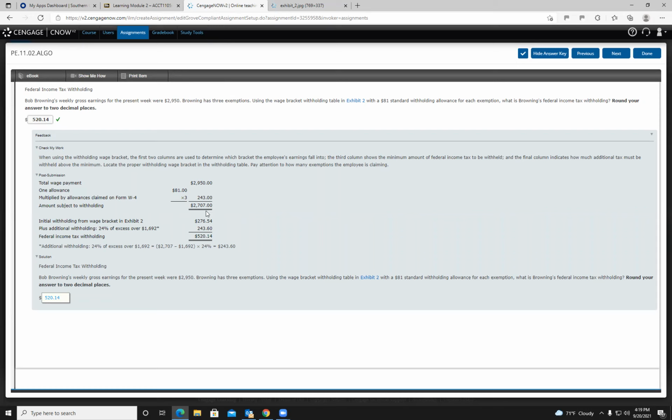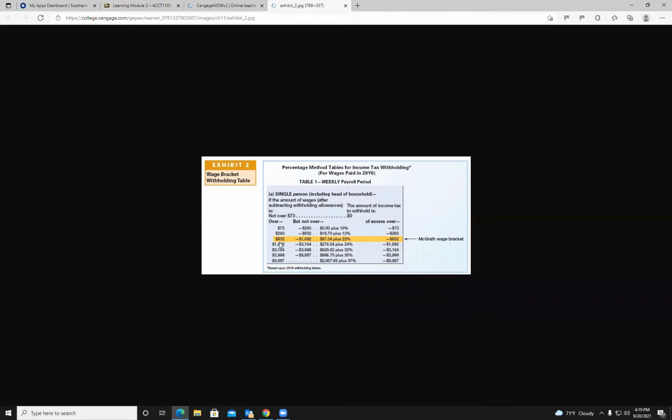Okay, and that's going to give him an amount of $2,707. That is the amount subject to withholding, and that's the amount you're going to go and look at in the brackets. So if we go look at the brackets, he's going to fall down here in this bracket. Okay, the one below my graph, because it's $2,707. So it's going to be in this bracket.